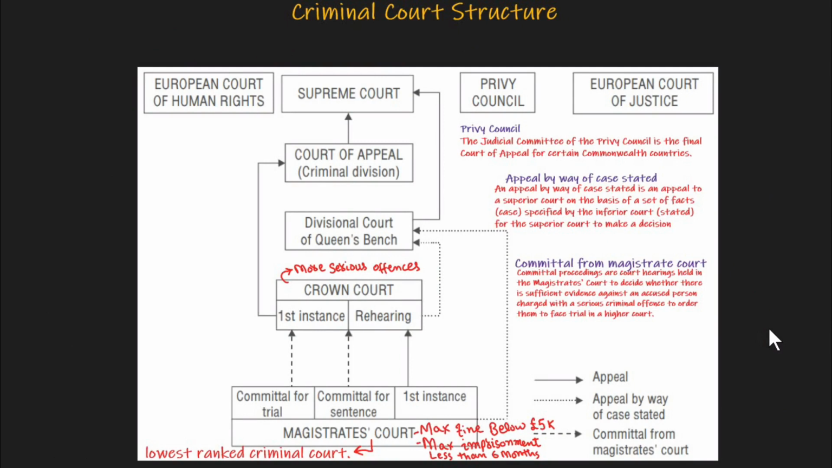Okay, so in the end we have a summary of court structures, of criminal court structure and civil court structure, and many elements out of it we have already discussed in the beginning of our lecture, but here is a quick summary. Let's start with Magistrates Court. It is considered the lowest ranked criminal court which deals with such cases whose fine is below £5,000 and whose imprisonment is shorter than 6 months.